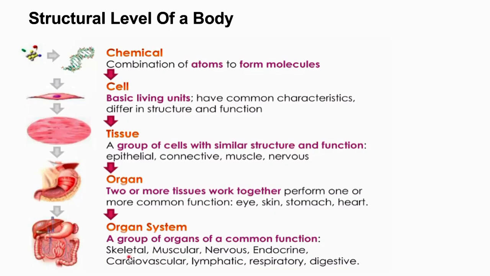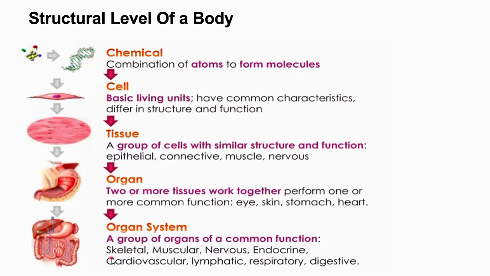We know that the skeletal system is involved in locomotion, in protection of internal organs, and also in support of organs. Other organ systems we can talk about are the nervous system, the endocrine system, the muscular system, the cardiovascular system, the lymphatic system, the respiratory system, and the digestive system.